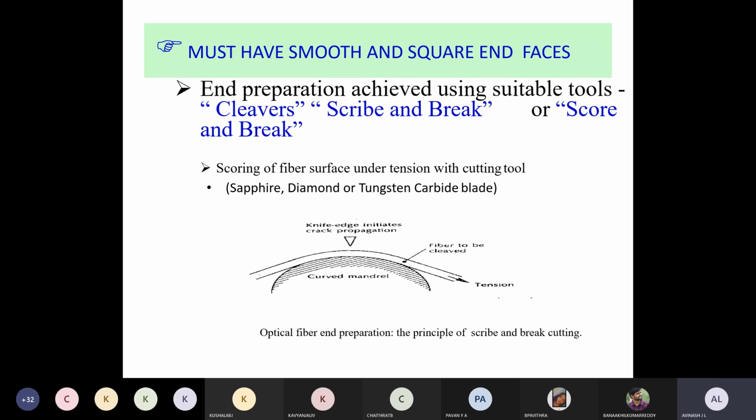Here what exactly happens is, I can see on the top of the fiber the knife edge initiates the crack propagation. Here the fiber to be cleaved is mounted on the outer surface of a curved mandrel, so the fiber is bent. So this is optical fiber end preparation, the principle of scribe and break cutting. This is the method shown in the diagram.